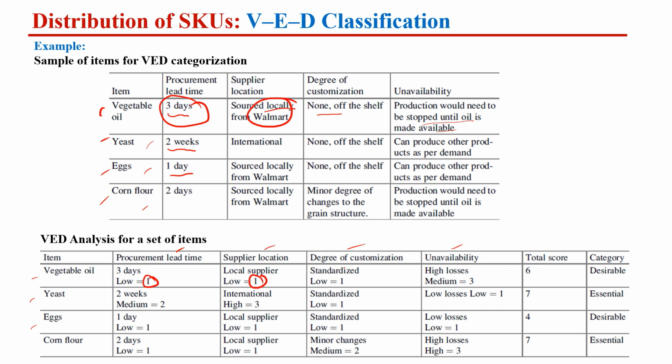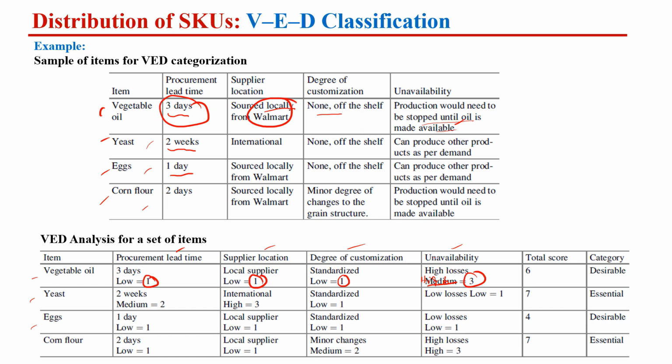If the product is highly standardized, it is going to be one. The same is the case for high losses. As we have seen, production may be lost, so it would be considered basically a three. That is basically high losses, so this is not the medium but the high.